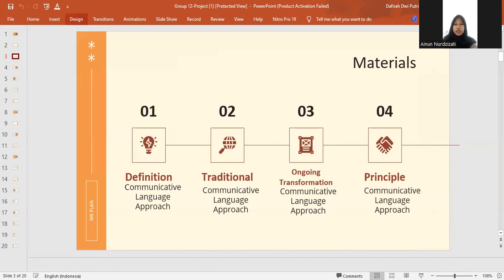In this presentation, we will deliver 5 submaterials. The first one is the definition of communicative language approach, and then we will discuss traditional communicative language approach, the ongoing transformation, and principal communicative language approach.